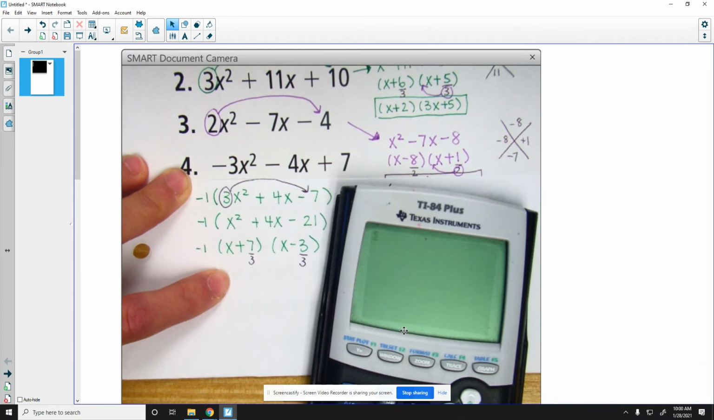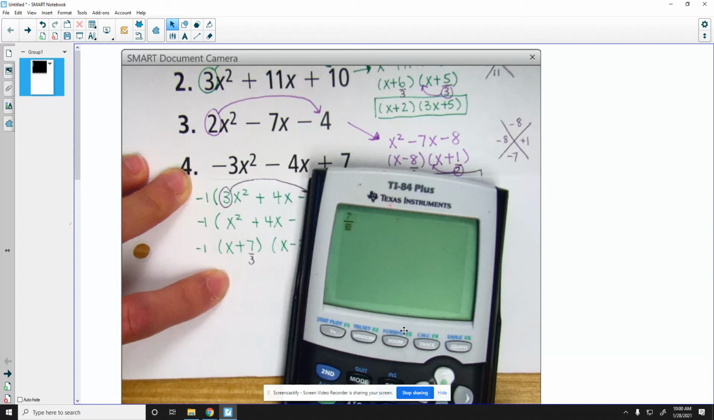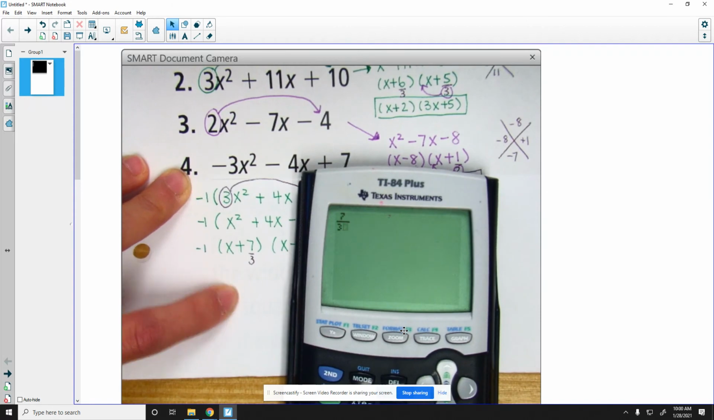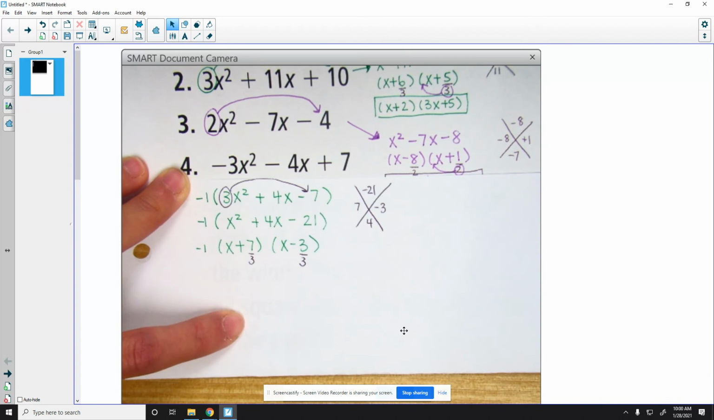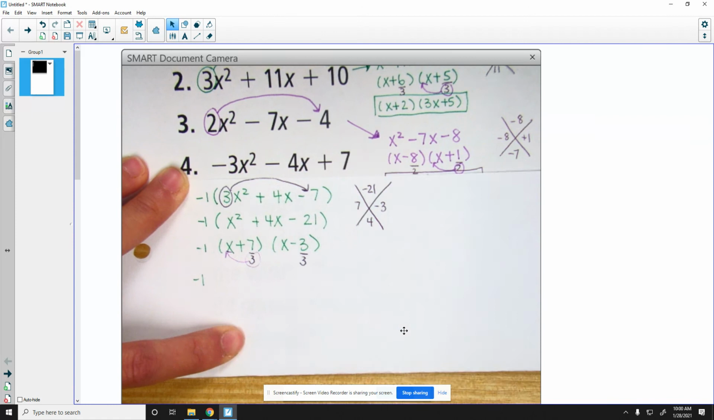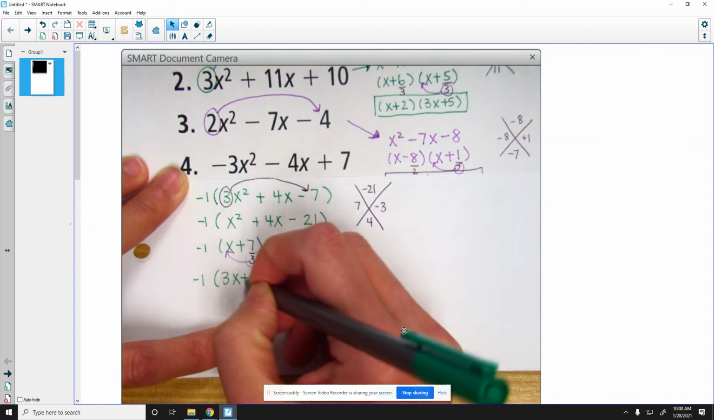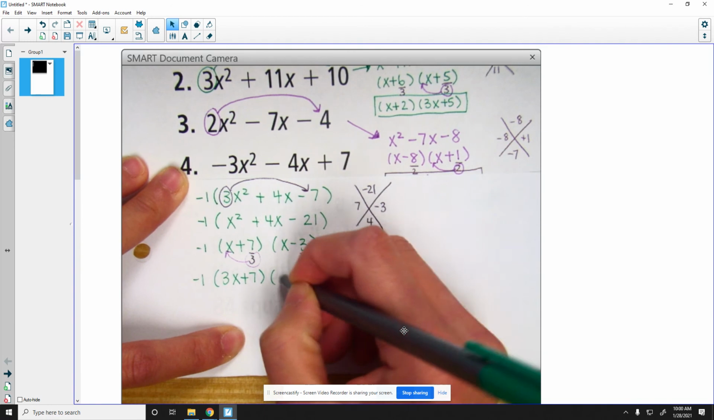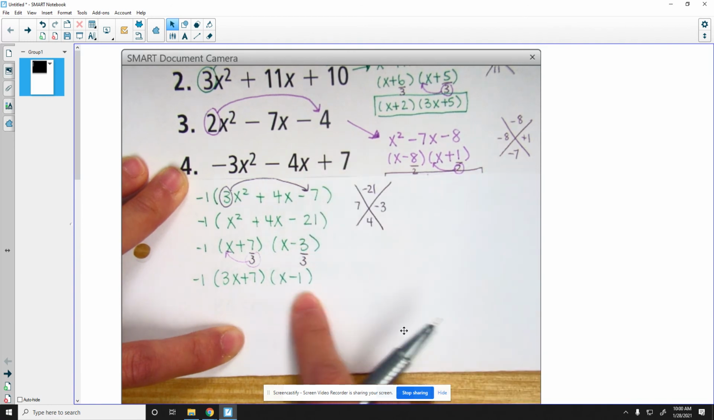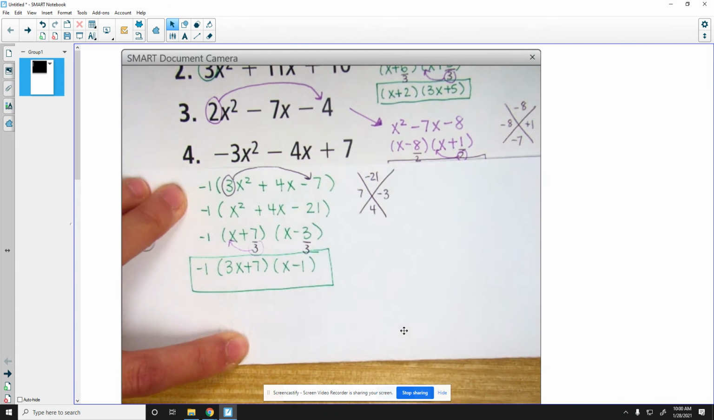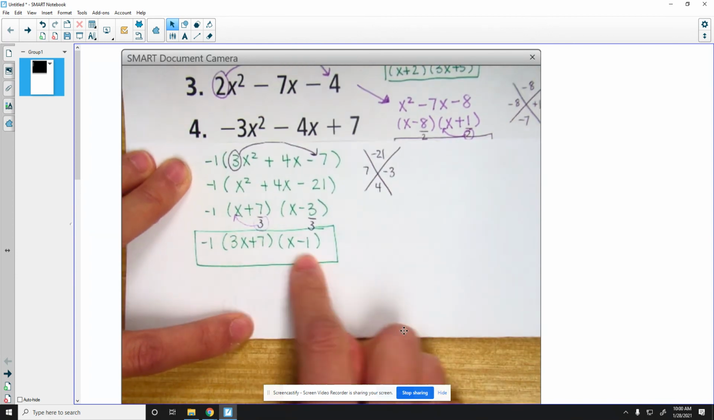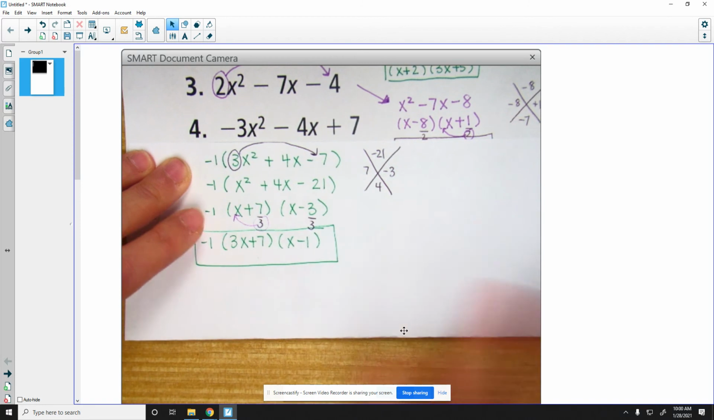So 7 divided by 3. I'm not quite sure if that equals a whole number, so I'm going to type that in my calculator. Oh, no, it's not. It's 7/3. Okay, so remember how we said the bottom pops over to the top? So what is that actually? 3x plus 7. And then this one, 3 divided by 3 is just 1, so it's just x minus 1. And remember, you can always double check your answers by just multiplying it out, and then you're good.